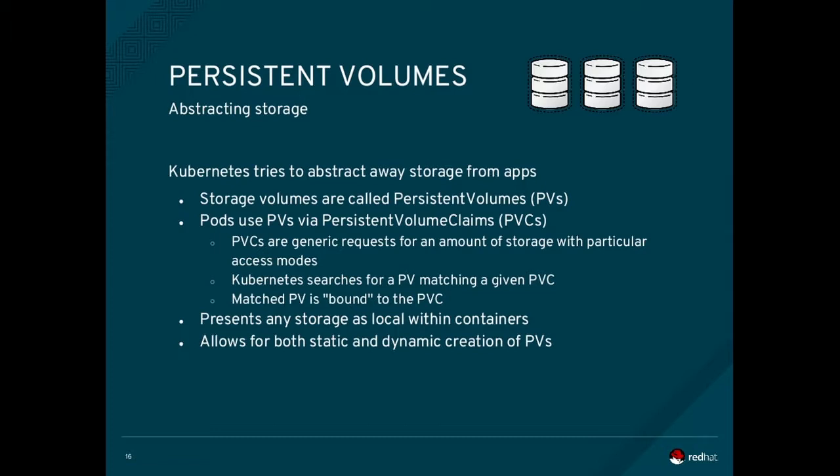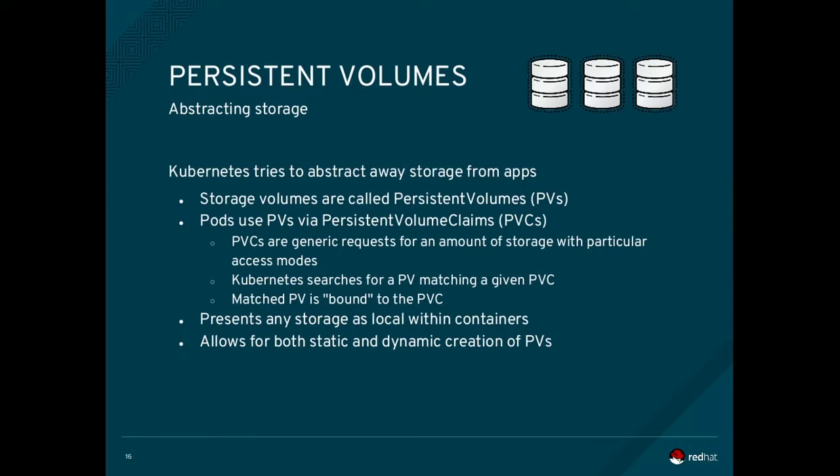So then the PVCs are taken by Kubernetes, and then Kubernetes takes care of finding a PV that matches the requested attributes from the PVC. And once such a volume is found, the persistent volume is then considered bound to the PVC. It then takes this now bound volume and presents it as local storage within the container. We'll get more into that a bit later.